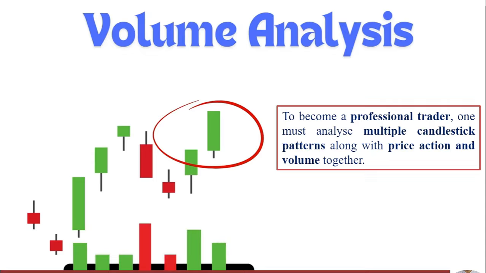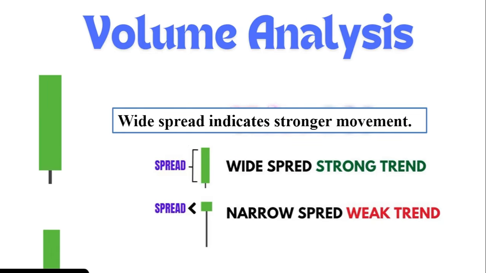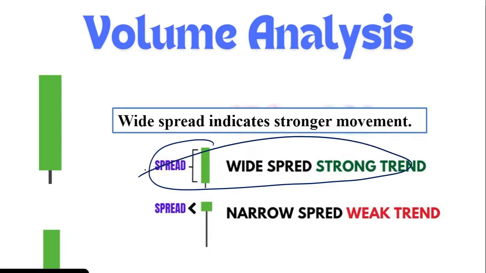To understand volume analysis properly, let's begin with a single candlestick. In the previous lecture, we discussed two types of green candles: a wide spread green candle and a narrow spread green candle. Now between these two, which one represents a strong trend? The answer is simple. The wide spread candle. The spread represents price movement, and the wide spread indicates a strong movement.